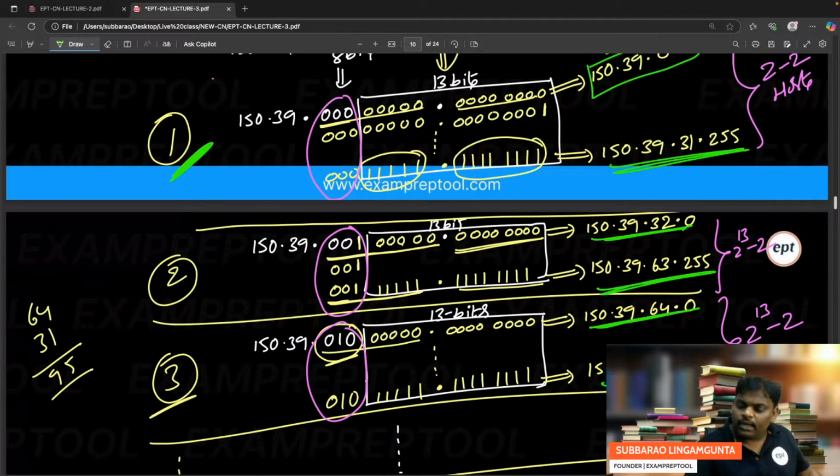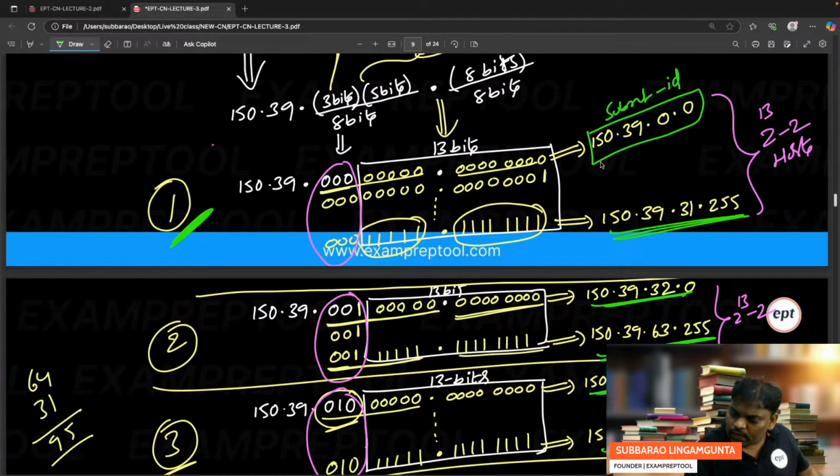Some people are asking, sir, what about the first host? Can you see this one? Everything is the same, just write one increment, 0 followed by the next one. Sir, what about the last host? 150.39, same thing you write. 31, same thing you write. 254, it is the last host.